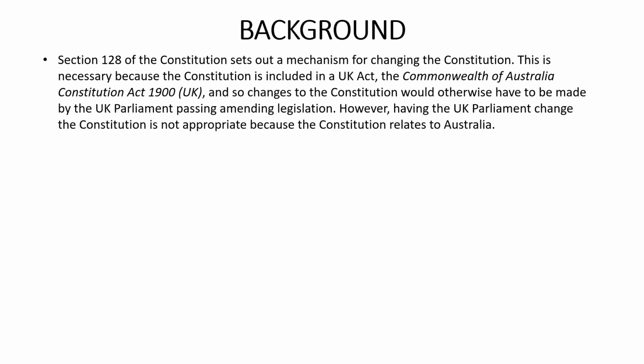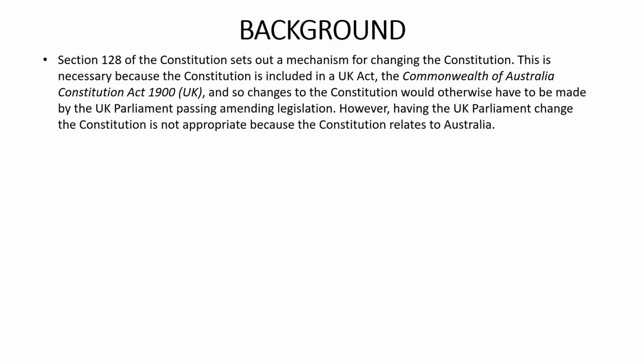One of the most important sections of the Constitution is section 128. This is the section that sets out the process for amending or changing the Constitution. Remember that the Australian Constitution was passed as part of an act of the British Parliament. The reason for this is that the Constitution actually creates the Commonwealth Parliament, so the Commonwealth Parliament was not in existence to pass the Constitution itself.